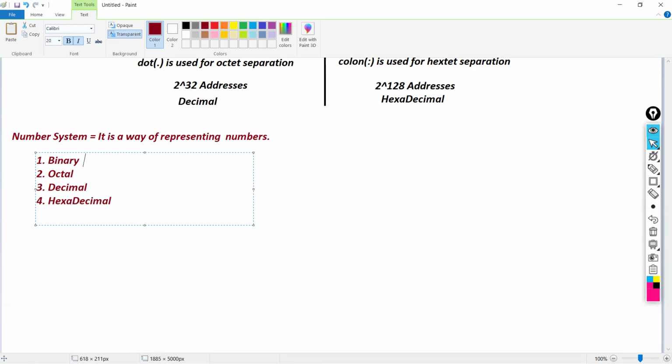Okay. Binary, how many digits? How many? 2. What are they? 0 and 1. In octal, 8. That is 0 to 7. In decimal, how many? 10. 0 to 9. In hexadecimal, how many? 16.